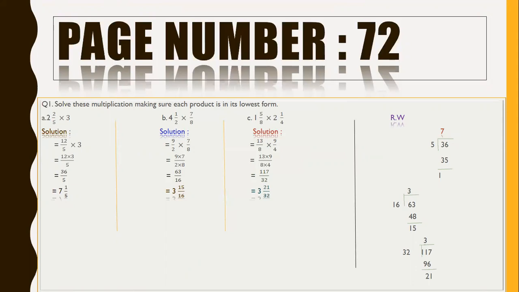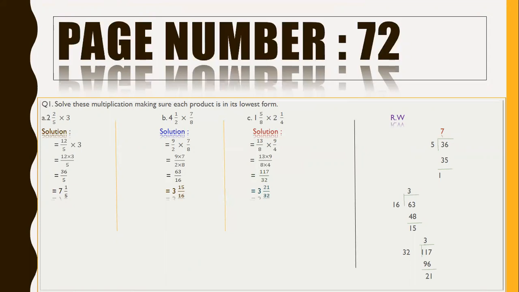In part A, 2 whole number 2 over 5 multiplied by 3, and you know how we simplify the mixed fraction. First we convert the mixed fraction into an improper fraction. After simplifying this, we multiply with the other number. 2 whole number 2 over 5 means 12 over 5. 12 over 5 multiplied by 3. 3 means 3 over 1. After the multiplication, 36 over 5 is there. And we convert this improper fraction again into a mixed number, and our answer will become 7 whole number 1 over 5.